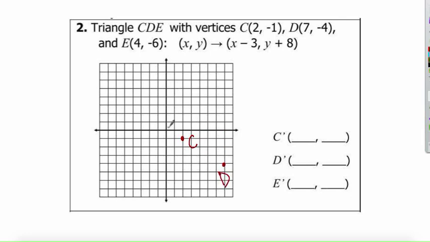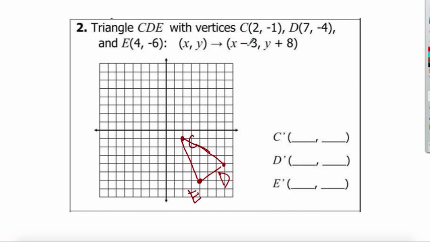And E is at 4, negative 6. So this is our original triangle. And before plotting the points, we're just going to apply the rule to the ordered pairs. So we're taking all of the x coordinates, and they're telling us to take 3 away.